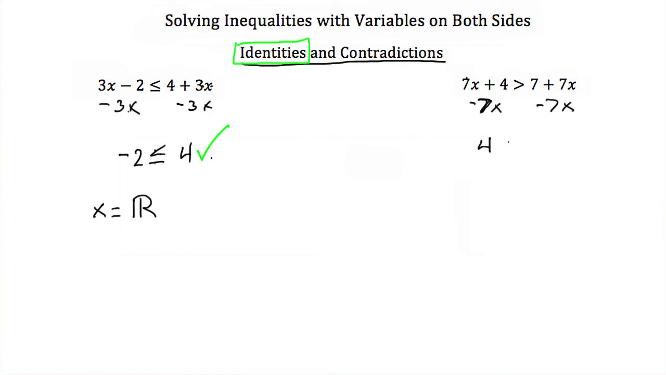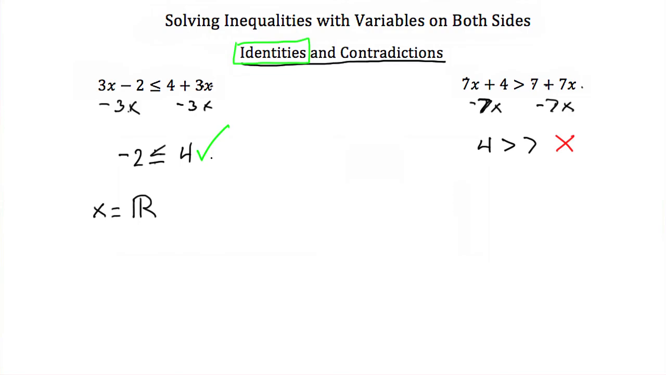And 4 has to be greater than whatever's on the right-hand side. Here we have 7 plus 7x, and then we subtract 7x. Again, these 7x's are going to cancel, and we'll be left with just a 7. So our expression is simplified down to 4 has to be greater than 7. Well, 4 is not greater than 7.